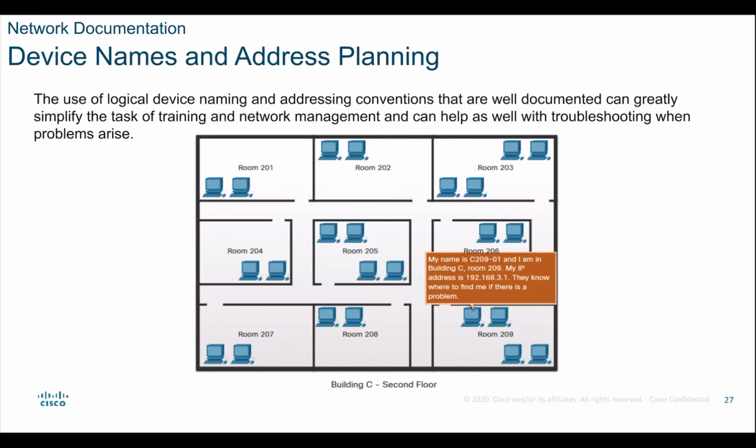Okay, so one of the ones that I've used in the past is building dash device type dash location. So HHS dash PC dash 203. Okay, so I knew that, and then it would be like dash 1, dash 2, dash 3, whatever it was. So I knew that that device was at the high school. It was a PC. I know the room that it was assigned to, and then it has its own number.